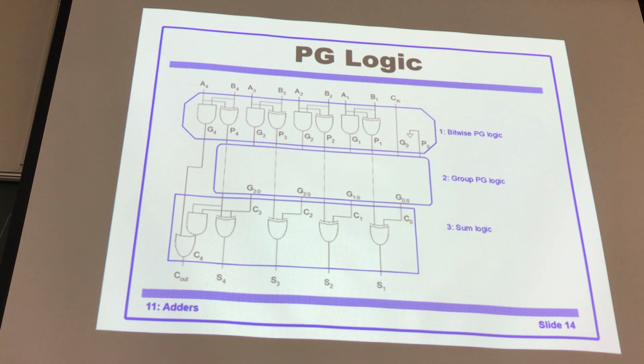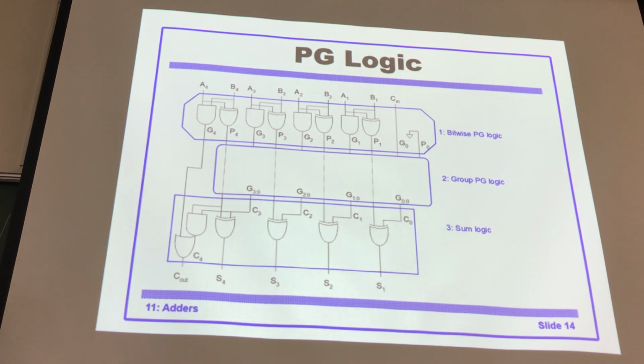Anyway, then we are trying to derive G10, G20, G30. What is G10? G10 is the carry out of bit position 1. These two are the same. You do the addition, you get carry out. That's your carry generate. The inside circuit will be this.